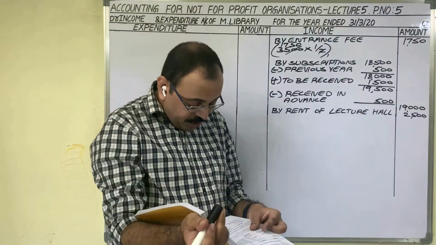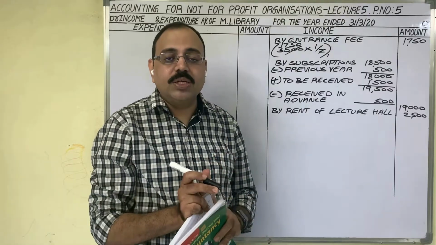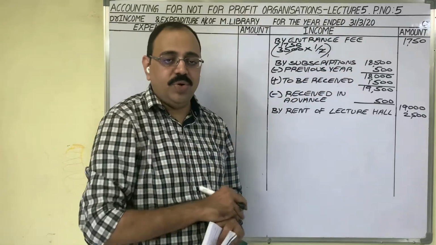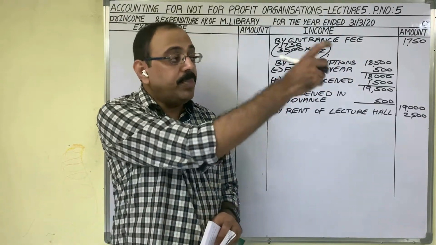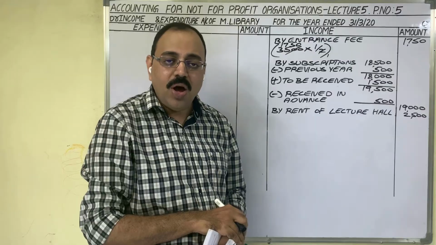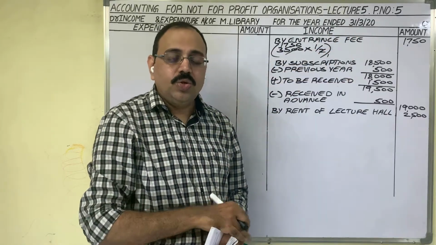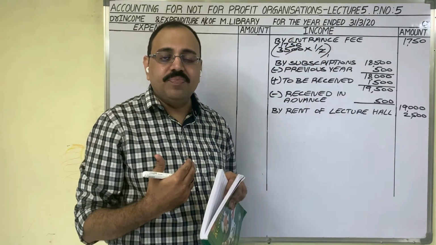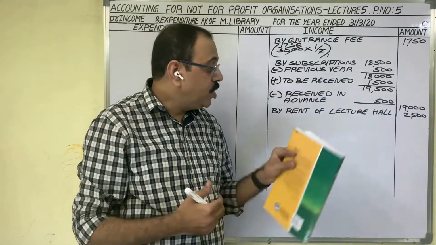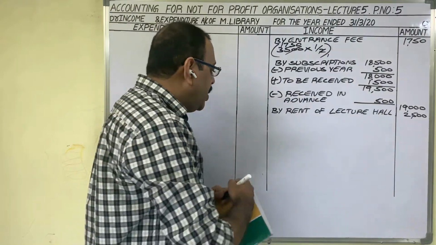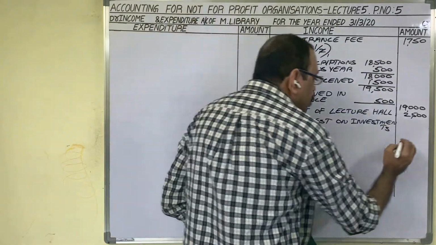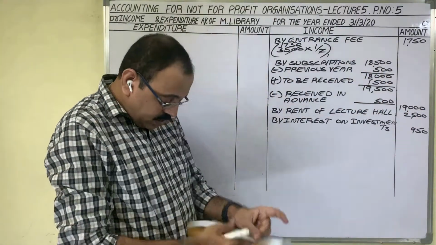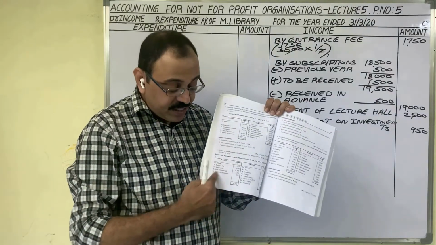Next one is interest on investments 950 rupees. This organization invested their amount in outside securities, maybe in public limited company debentures or in government bonds. So regularly they are receiving interest on that. This is regular income, means revenue income. We have to show on credit side. By interest on investments. There is no adjustment for this amount in outer column. With this, receipt side completed, debit side completed.